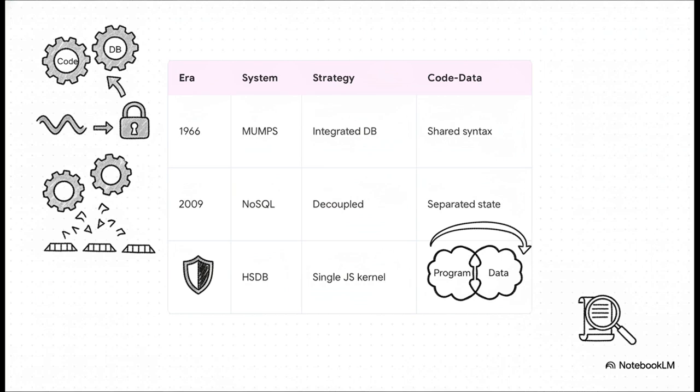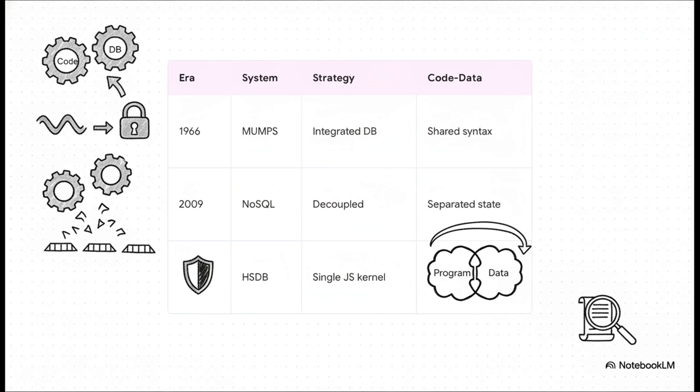If we look at this historical evolution, we see a fascinating journey. Back in 1966, systems like MUMPS tightly integrated the language and the database. But over time, the industry decoupled them. That led to modern NoSQL and serverless systems where the compute layer and the data layer are just completely separate. This forces a massive object relational impedance mismatch, requiring really heavy translation drivers. Well, the HSDB resolves this friction by pursuing total architectural coupling.